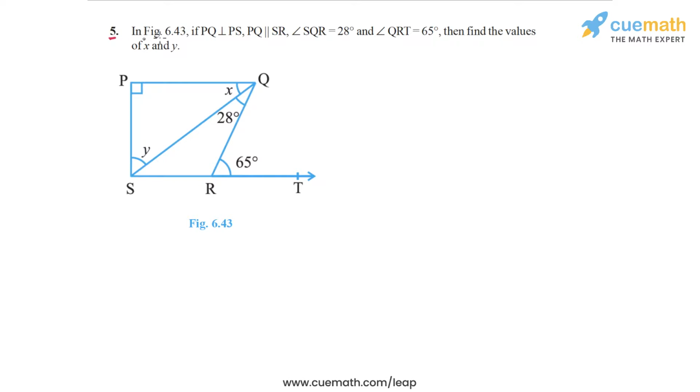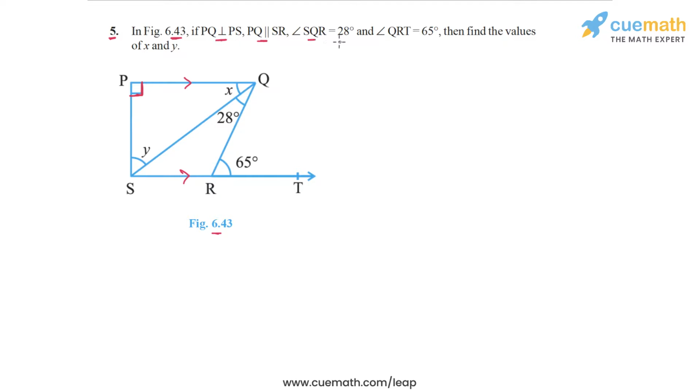Question 5 of the exercise says in this given figure 6.43, PQ is perpendicular to PS. That's why we have this symbol here. PQ is perpendicular to PS. PQ is parallel to SR.